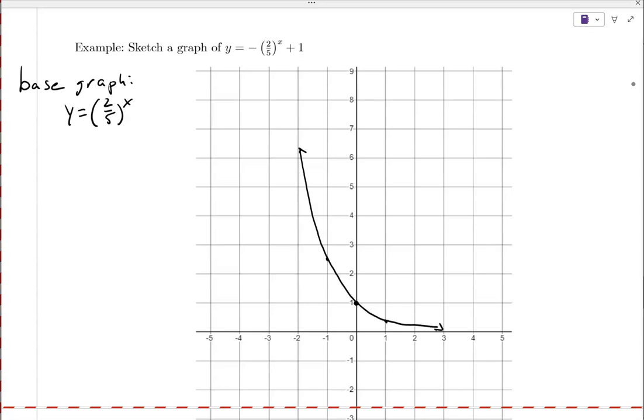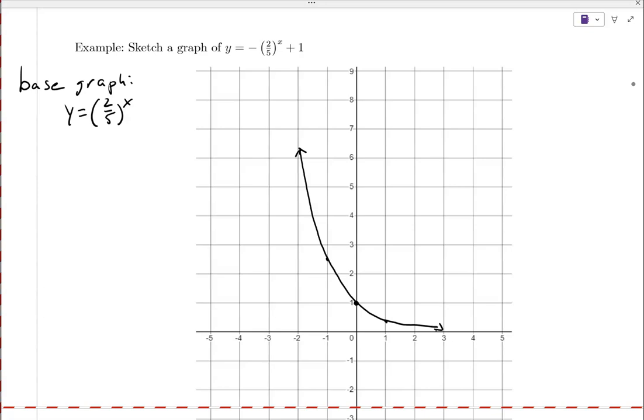I only plugged in a couple of points to help guide me to get my graph looking a little bit better. When we put in 1, we get 2/5. That's 0.4. When you put in -1, remember negative flips it upside down. I get 5 halves. 5 halves is 2.5. That okay for the base graph?